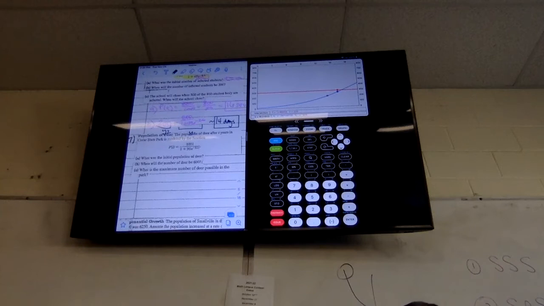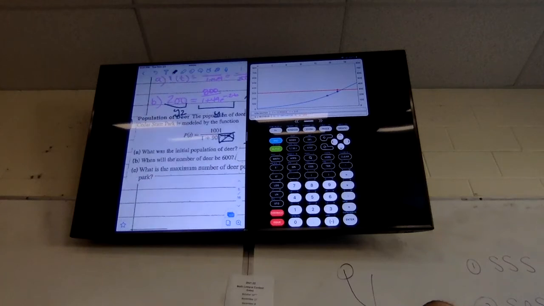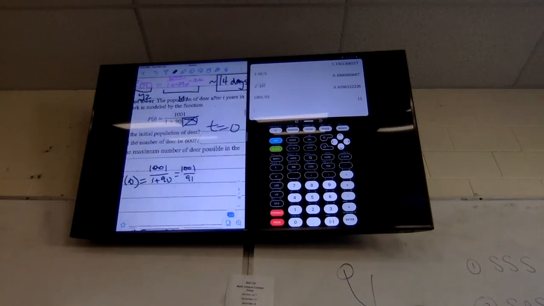It says, what's the initial population of deer? What do I do to find the initial population? T equals 0. Very good, Callie. T equals 0. Which means that, again, I cross out this e raised to all of that crazy stuff because it's going to be e to the 0, which is just 1. So for letter A, P of 0 is going to be 1001 over 1 plus 90, which is 1001 over 91, which is 11. So at the very beginning, there were 11 deer in this park.